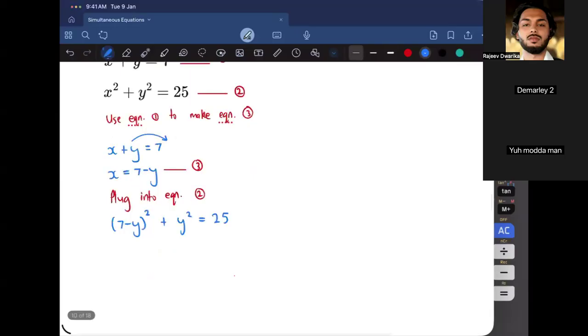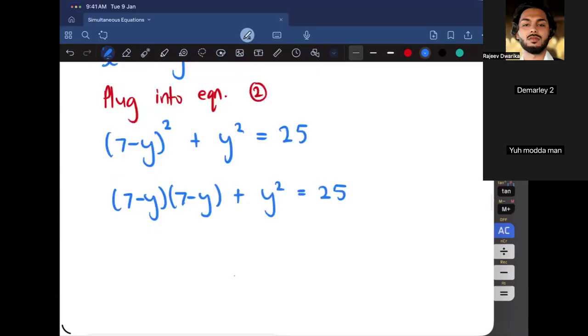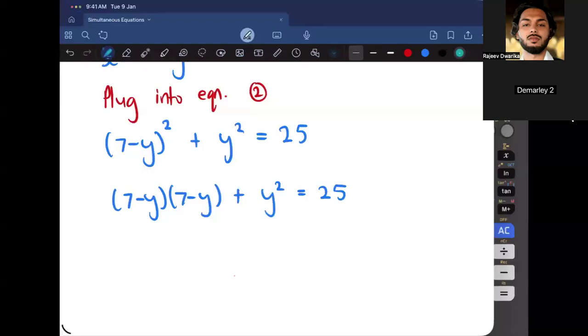So if 5 squared is 5 by 5, wouldn't (7 minus Y) squared be 7 minus Y by 7 minus Y? Try to figure it out. You have to be real careful when you're expanding this. So to expand this, you're going to start with 7 by 7, which is 49.